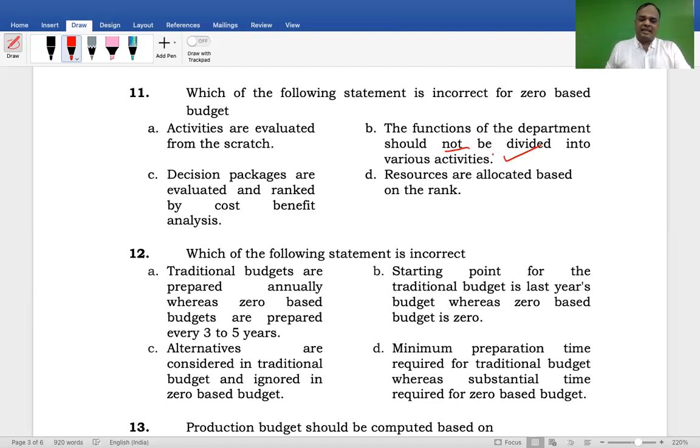Which of the following statements is incorrect? A. Traditional budgets are prepared annually, whereas zero-based budgets are prepared for 3 to 5 years. Correct statement. B. Starting point for the traditional budget is last year budget, whereas zero-based budget is 0. That is also correct. C. Alternatives are considered in traditional budget, whereas ignored in zero-based budget. No, the opposite. Alternatives are not considered in traditional, whereas in zero-based budget they will be considered. So C is not correct. D. Minimum preparation time is required for the traditional budget, whereas substantial time for zero-based budgets. Correct. So C is incorrect.